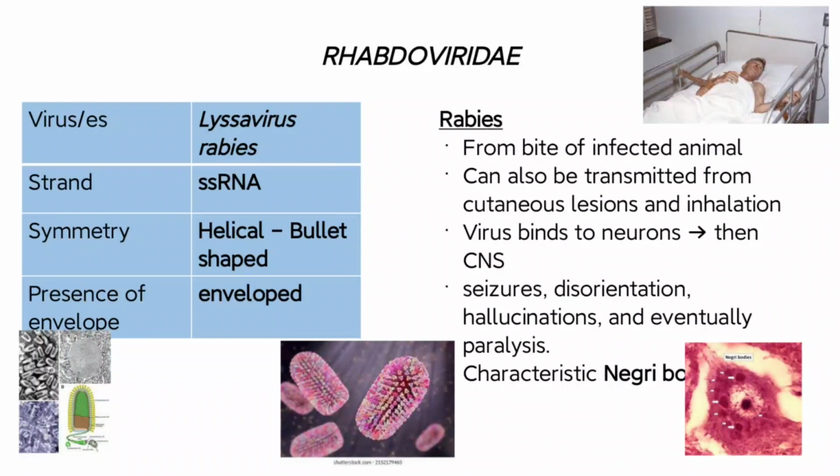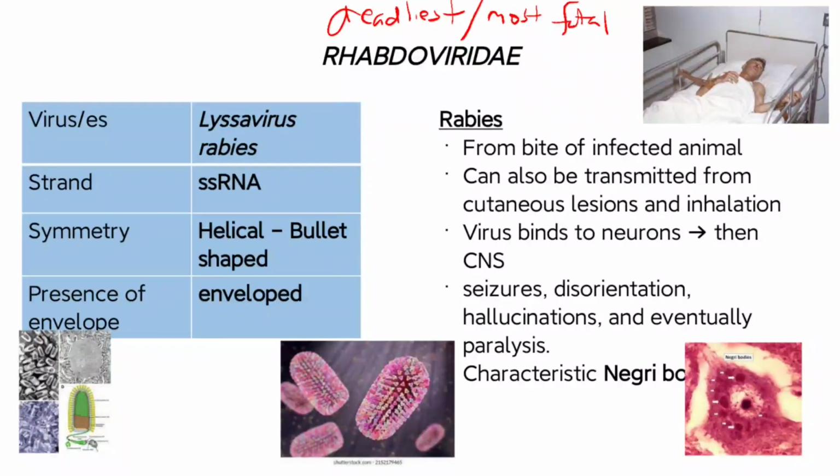Again, Rhabdoviridae, deadliest, most fatal. So, basically, pag na-infect ka nito, merong 6 out of 10 chance na hindi mo siya ma-survive, no? So ganun siya nakakatakot. Okay? So rabies, galing yan from a bite from an infected animal. So infected animal lang, no?